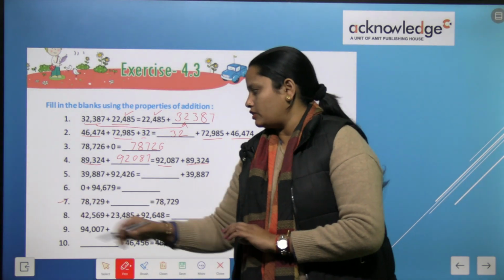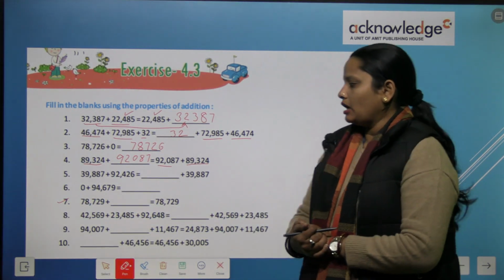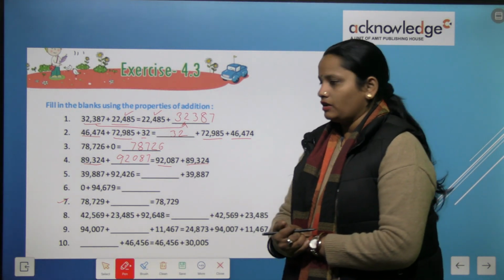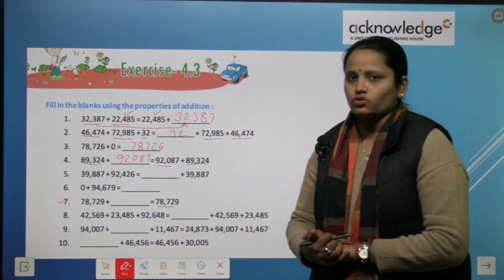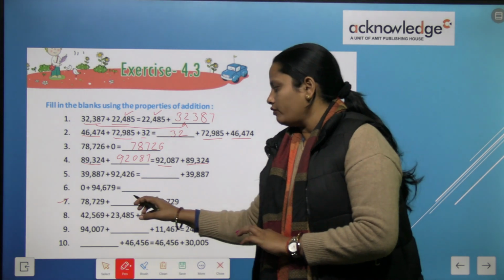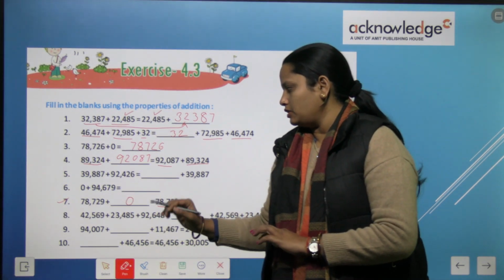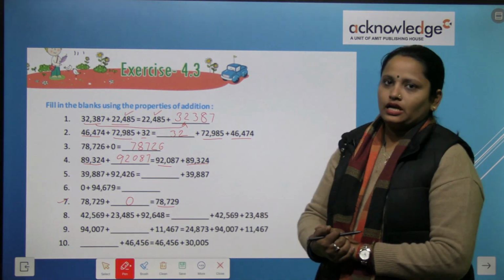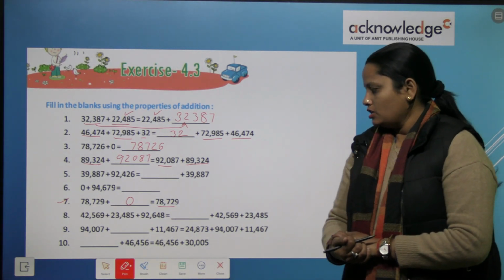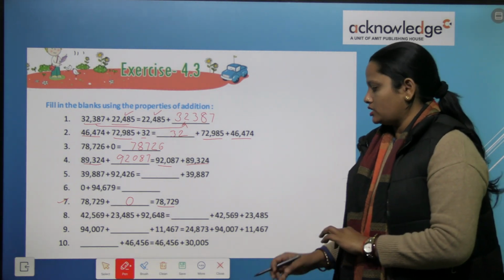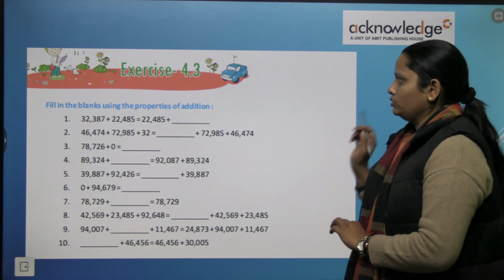Now let's do this seventh one. चलिए सेवेंथ करते हैं. अब यहाँ पे 78,729 में हम क्या प्लस करेंगे कि 78,729 आएगा. ऑब्वियसली यहाँ पे हम 0 प्लस करेंगे तभी सेम नंबर आएगा. अगर हम इसके अलावा कुछ और प्लस करेंगे तो नंबर will change. So similarly children, you have to do the rest of the questions here on your own.